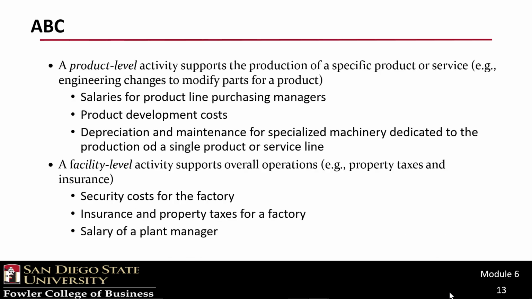A product level activity supports the production of a specific product or service. So this is something like an engineering change to modify parts. So salaries for product line purchasing managers, product development costs, and depreciation and maintenance for specialized machinery dedicated to production of a single product or service line. Facility level activities support the entire operation. So property taxes, insurance, security costs for the factory, or the salary of a plant manager. Those are at the facility level.